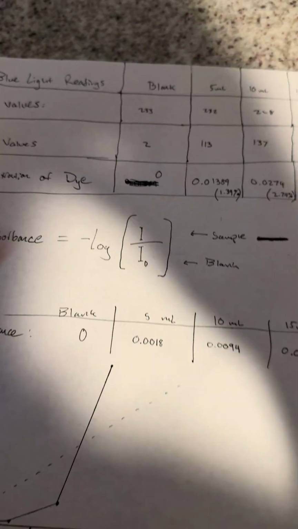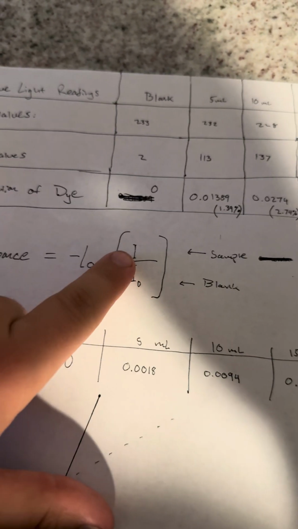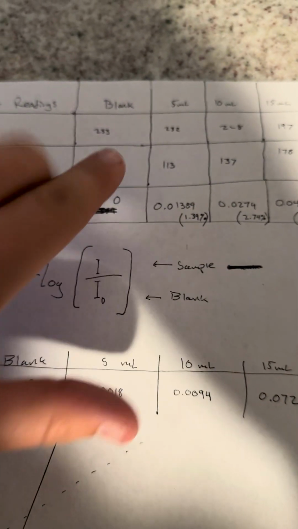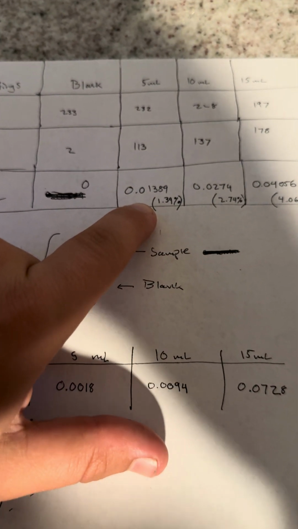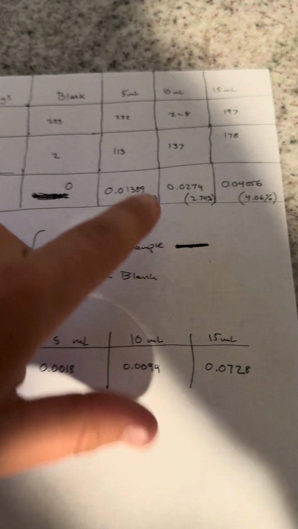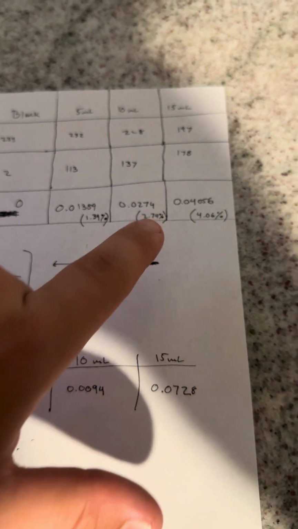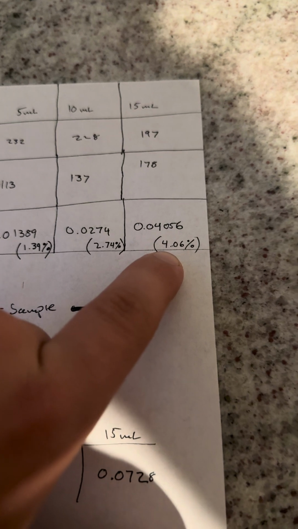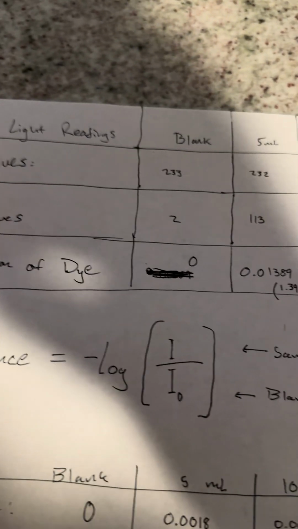And then here we can see the math that I used. So we add a concentration of dye that is 0, that is the blank. We added more from there, so we added 5 mLs of dye, which made a 1.39% solution, on up to 10 mLs, which made a 2.74% solution, on up to 15 mLs, which made a 4.06% solution.